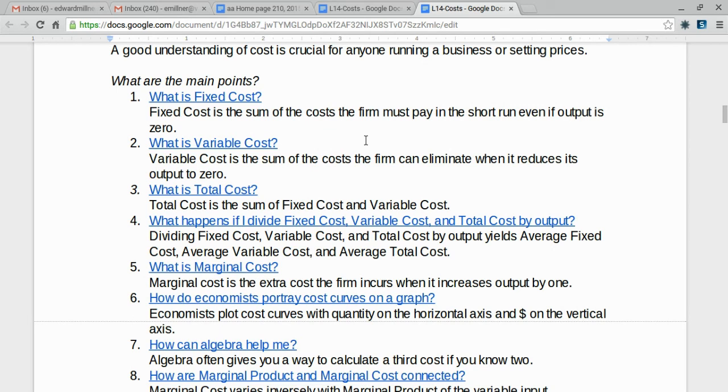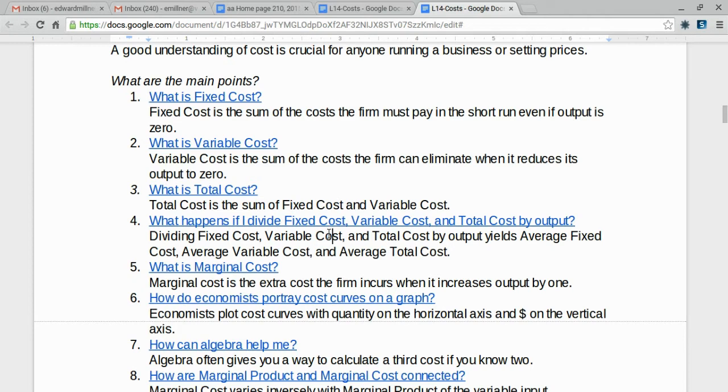First, what is fixed cost? Fixed cost is the sum of the cost the firm must pay in the short run, even if output is equal to zero. Variable cost, on the other hand, is the sum of the cost the firm can eliminate when it reduces its output to zero. And total cost is the sum of fixed and variable cost.